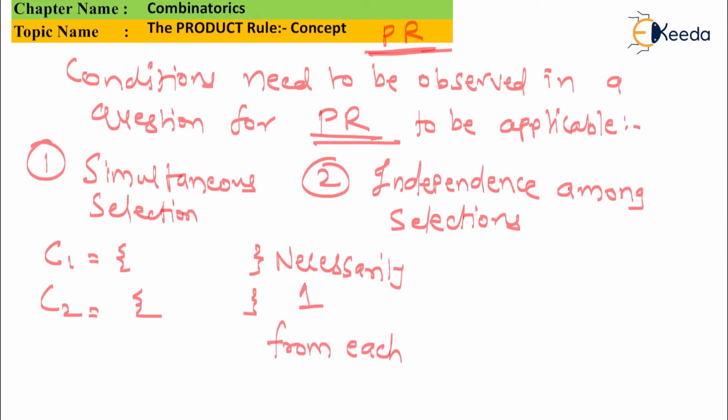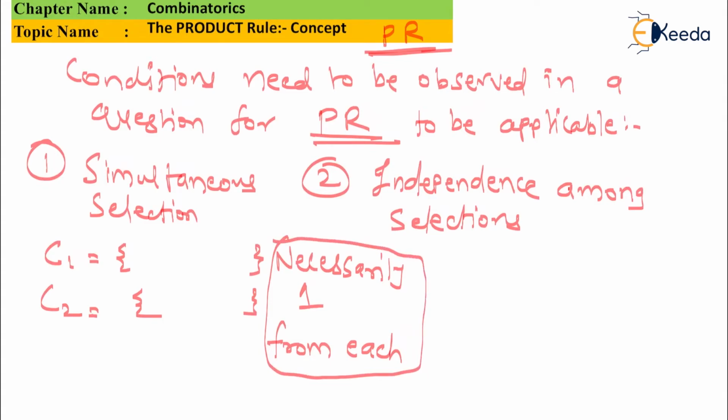So we want necessarily one from each. Whether you select from choice set 1 first, then go for choice set 2, or you start with choice set 2 first and then select from choice set 1, it doesn't really matter. Or you could say that there are two people selecting from C1 and C2 at the same time. So it could be simultaneous or one after the other. It doesn't really matter. You want one from each necessarily. So the necessity is the simultaneous selection part.